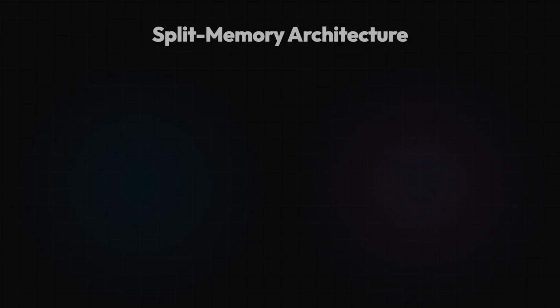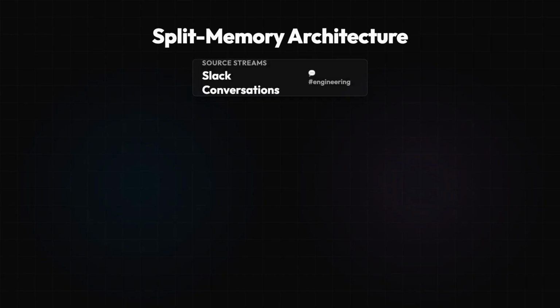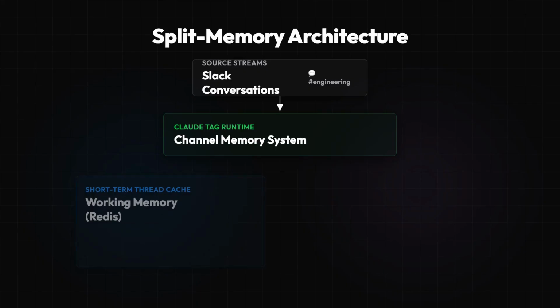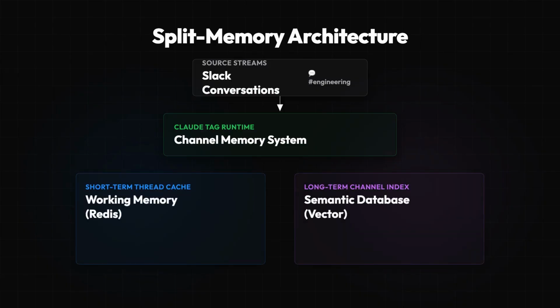One of the biggest challenges with group chat AI is context management. If an entire team is chatting in a channel, the context window can quickly fill up with noise, leading to high latency, high costs, and forgetfulness. Claude Tag solves this using a split memory architecture. It divides memory into short-term thread cache and long-term channel indexing.